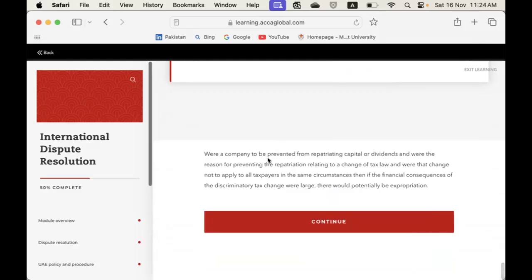Were a company to be prevented from repatriating capital or dividends, and were the reason for preventing the repatriation relating to a change of tax law, and were the change not to apply to all taxpayers in the same circumstances, then if the financial consequence of the discriminatory tax change were large, there would potentially be expropriation. So it is one example of an expropriation, basically, where a company was prevented from repatriating capital or dividend because of major changes in tax laws, and it does not apply to all taxpayers. So if you really think about it, this is discrimination. Only to a particular class, this prevention or embargo was applying, then this will be seen as expropriation. It will be covered under expropriation.